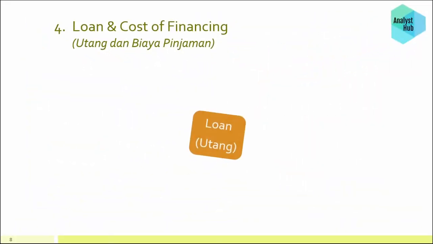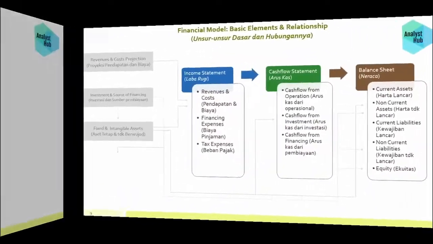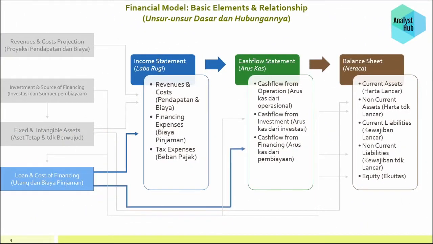Next, the fourth element, which is loan and cost of financing. The calculation includes the amount of the loan and maturity, also the amount of loan costs that must be paid. In a financial model, cost of financing is connected to the net income projection. Meanwhile, the principal and maturity of the loan are correlated to cash flow from financing, also with non-current liabilities on the balance sheet that have been stated previously.